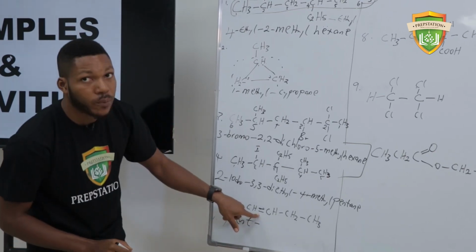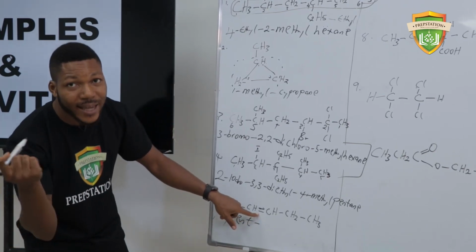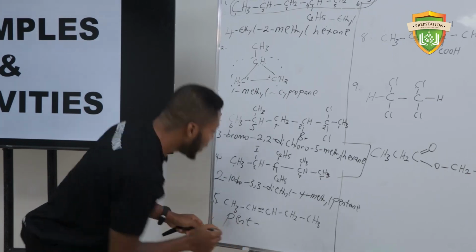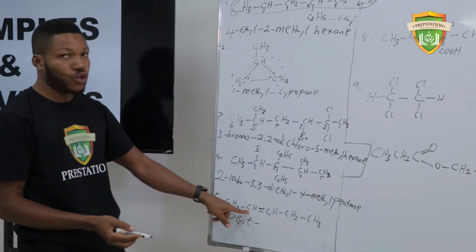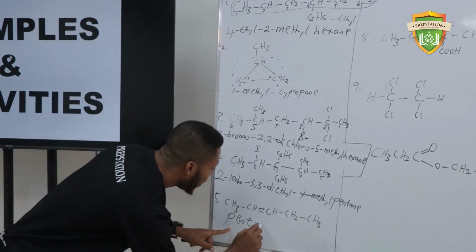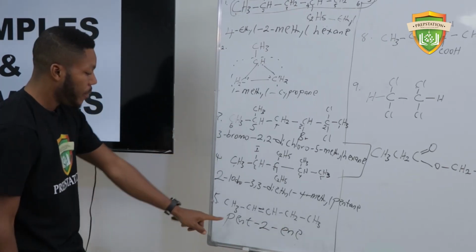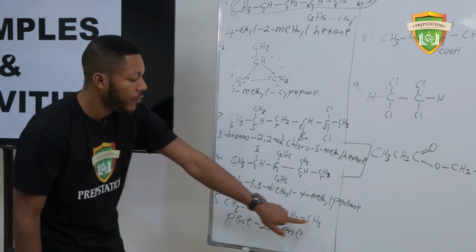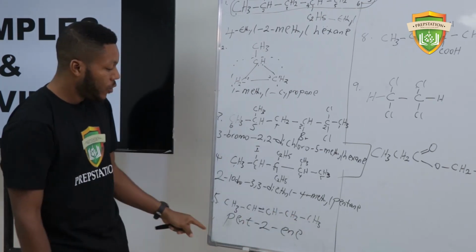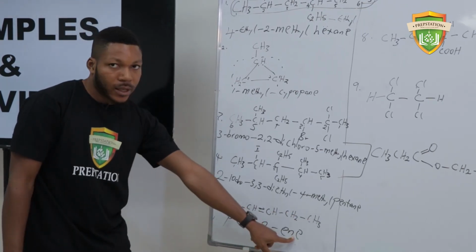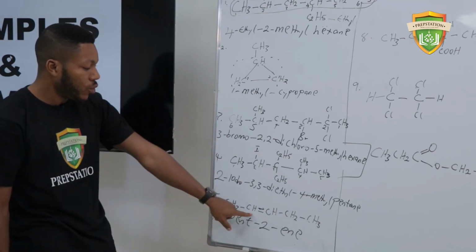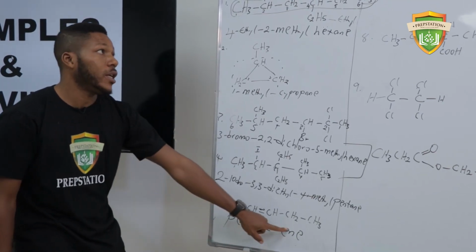Go to your functional group, alkene. Pent. Which carbon atom do we have the ene? Carbon 2. We have pent-2-ene. That is all. Pent from where? 1, 2, 3, 4, 5. Pentene. To which functional group? Ene. To carbon what? Carbon 2. So we have pent-2-ene.